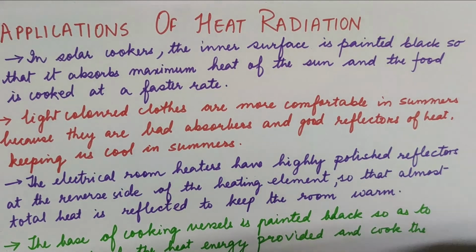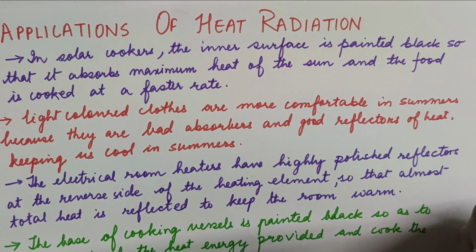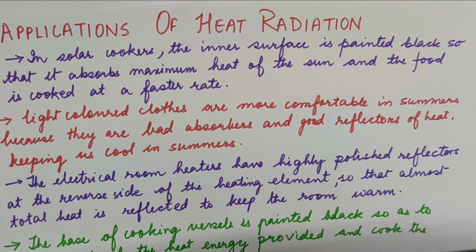The application of heat radiation can be seen in solar cookers. You might have seen that in solar cookers, generally the inner surface is painted black so that it can absorb the maximum heat and the food can be cooked faster. Even as I told you, light colored clothes are more comfortable in summer. People in very hot regions like Saudi Arabia wear white colored cloth more because it is a bad absorber and good reflector of heat. Thus they keep the person cool in summers.